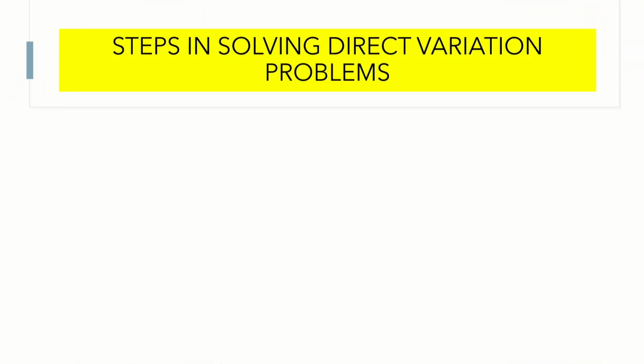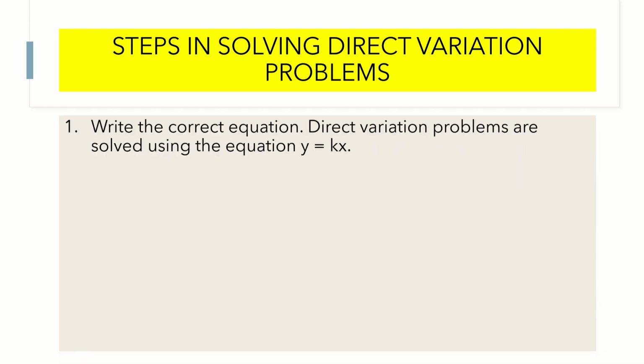Here are the steps in solving a direct variation problem. Step number 1, write the correct equation. Direct variation problems are solved using the equation y is equal to kx. When dealing with word problems, you should consider using variables other than x and y. You should use variables that are relevant to the problem being solved.